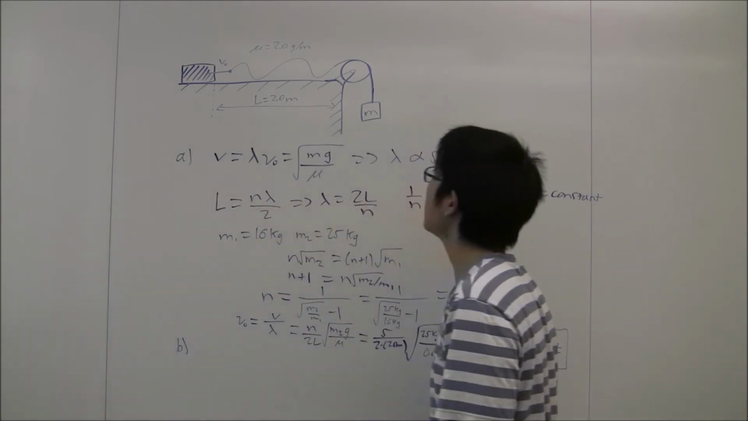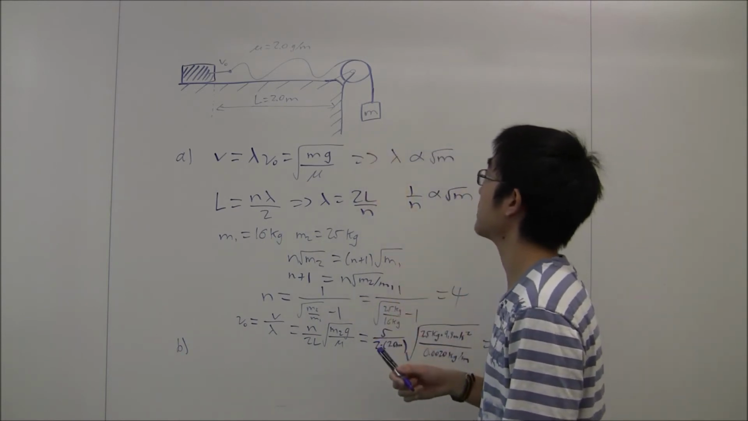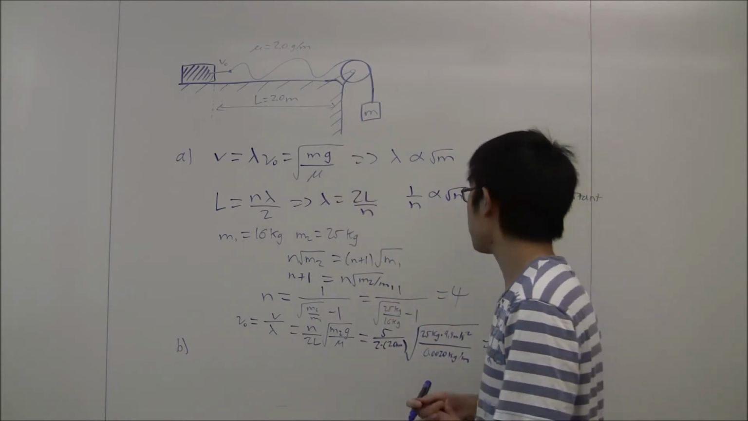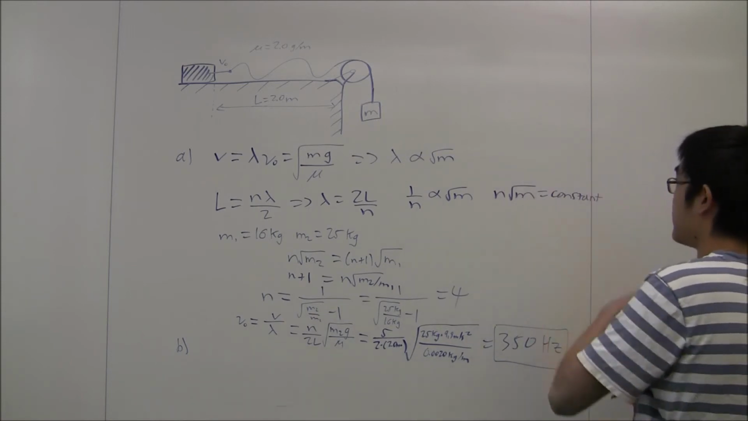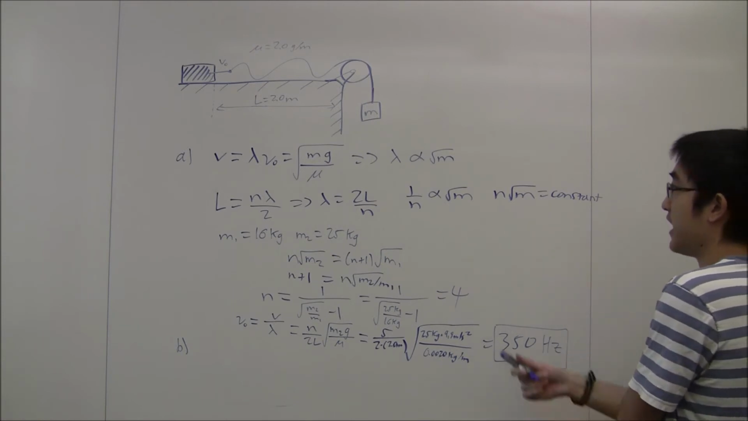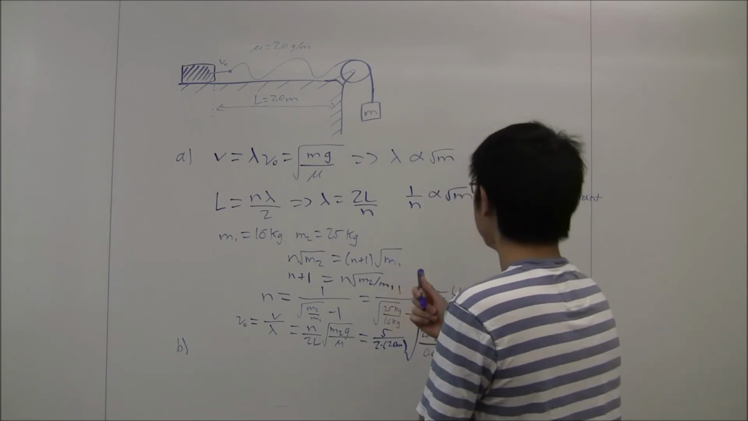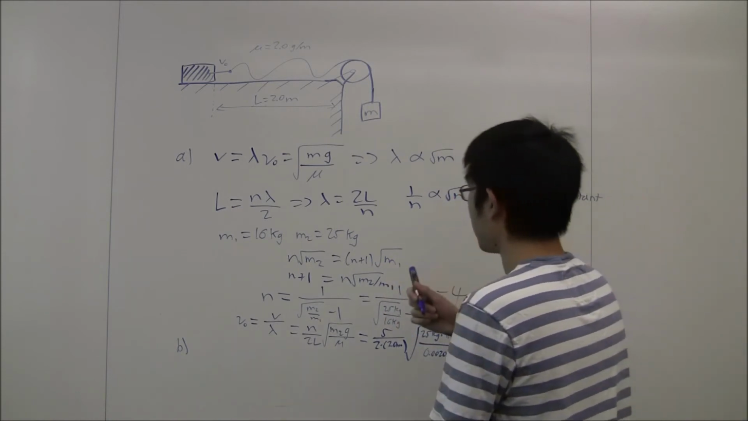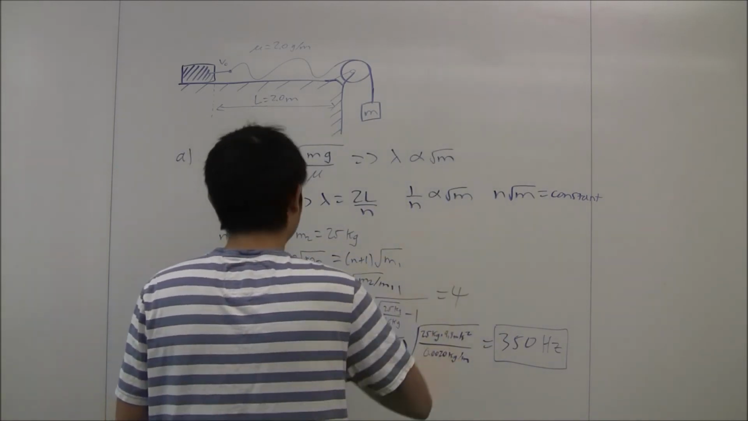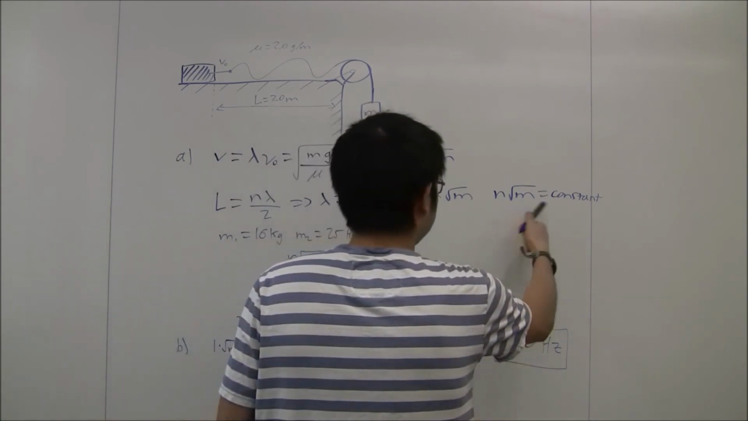Now in part B of the problem, we're asked to figure out what the maximum mass we can put on the pulley is, such that standing waves still occur in the string. So notice that since n times the square root of m is constant, increasing the mass is going to decrease n. Now since n has to be a positive integer, the minimum value of n is 1. So for the maximum mass that we can put on the pulley, n is equal to 1, so 1 times the square root of m is equal to a constant.